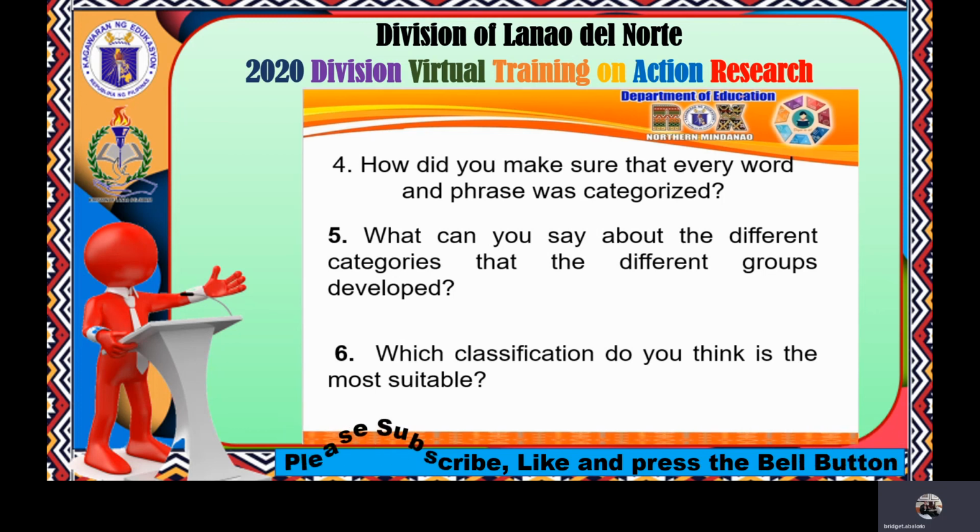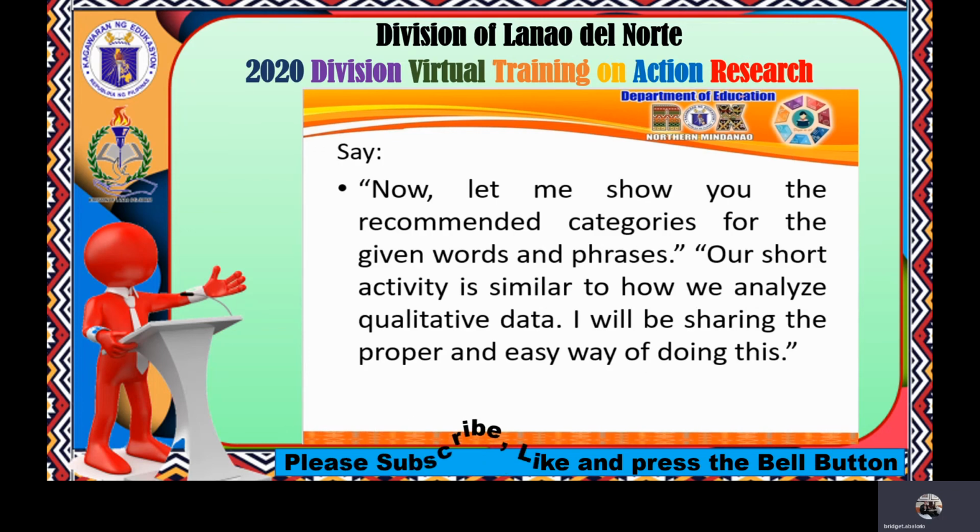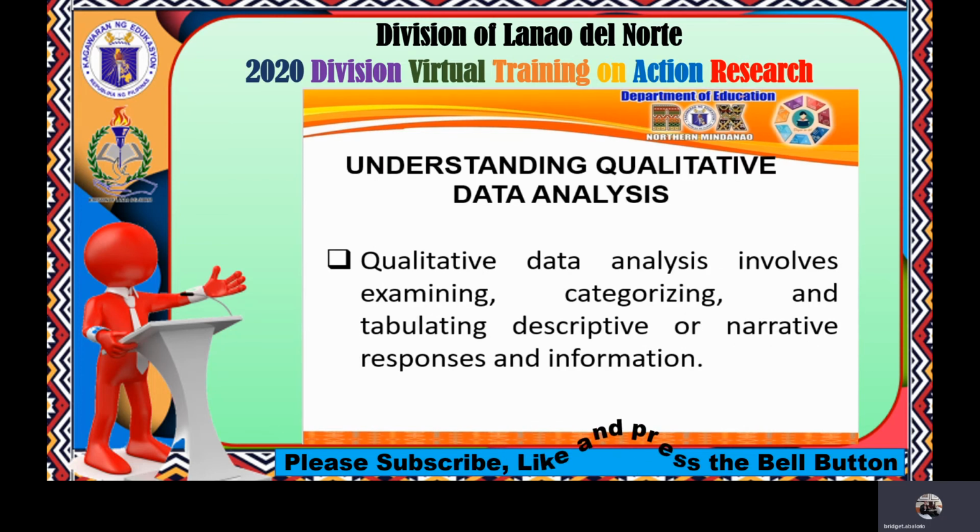Now, let me show you the recommended categories for the given words and phrases. Our short activity is similar to how we analyze the qualitative data, and I will be sharing with you later the easiest way of analyzing the data. Next, we have understanding qualitative data analysis.